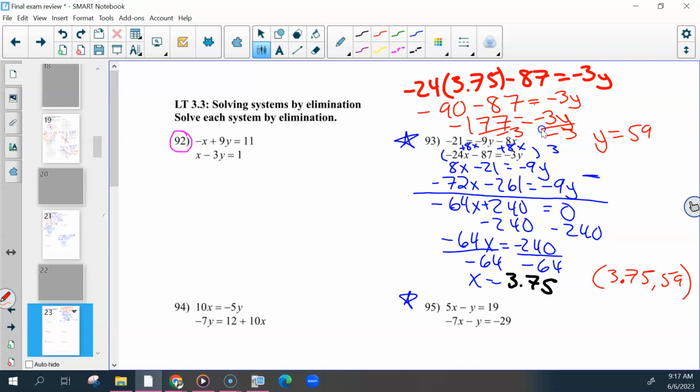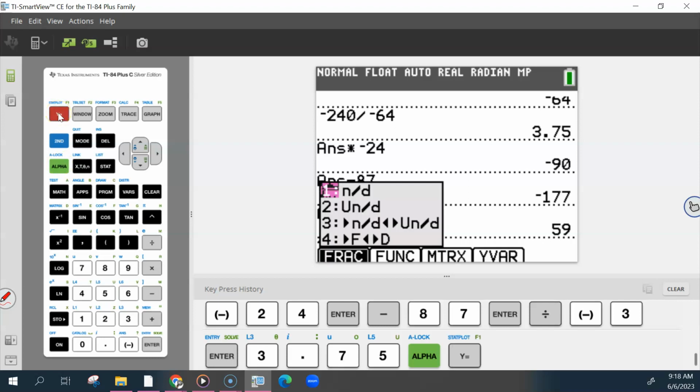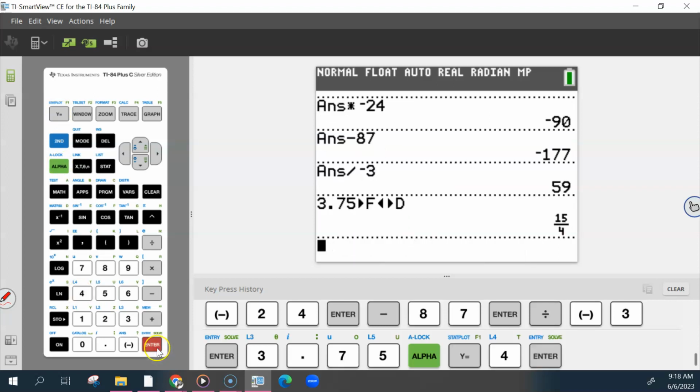95 will be less work because we don't have to make them the same. They already are the same. For this one, you could have left it as a fraction or changed it to a decimal. So if you put in your decimal and type in alpha y equals, this last one will change it to a fraction for you if you want that.